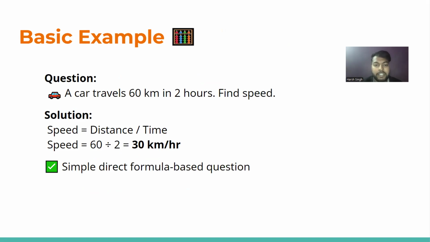Now I will talk about a basic example. If a car travels 60 kilometers in 2 hours, we want to find the speed. Speed equals distance upon time. Distance is 60 kilometers divided by 2 hours, so 30 kilometers per hour. Very simple. Just apply the formula and get the answer.